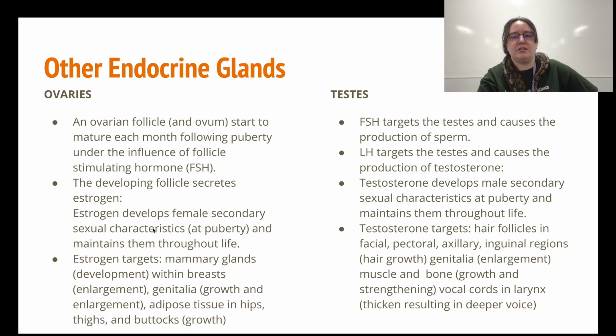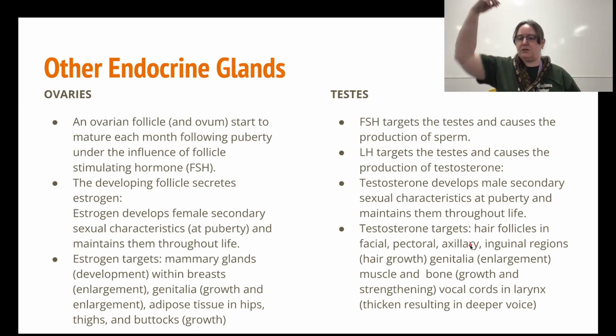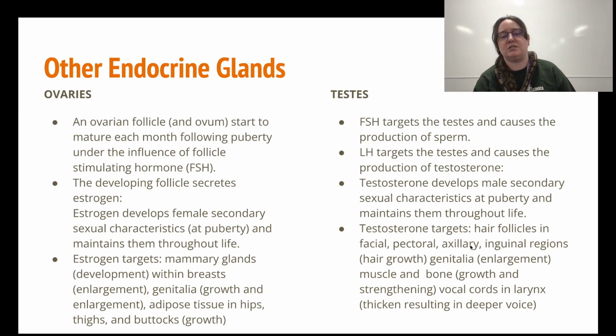testes, on the other hand, FSH targets them, causes production of sperm. Luteinizing hormone targets the testes, causes production of testosterone. And then all of a sudden your testosterone skyrockets and leaves your estrogen far behind. And that develops your sexual characteristics at puberty and maintains them through life. In other words, you get hair follicles in your facial, your pectoral, and your axillary and inguinal regions.